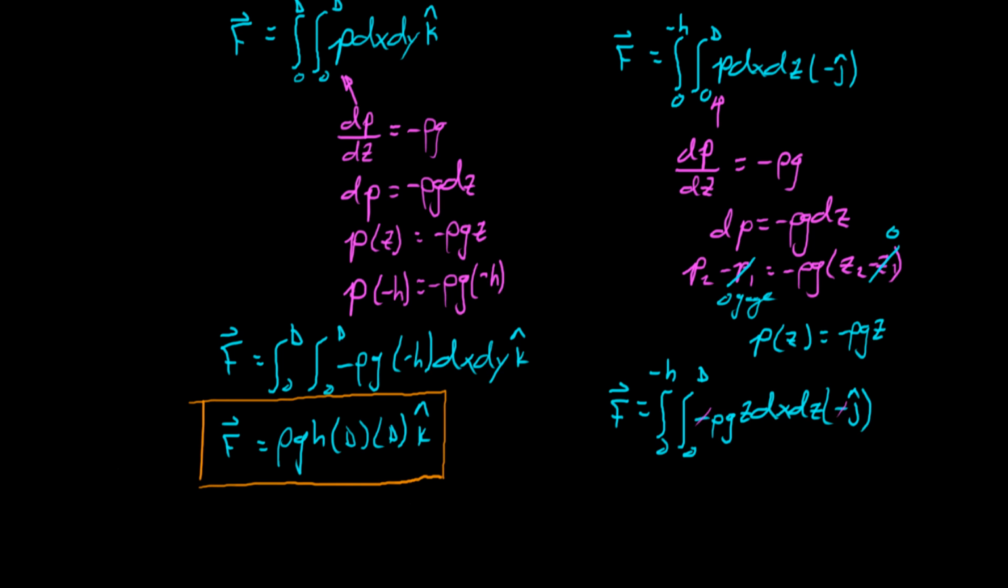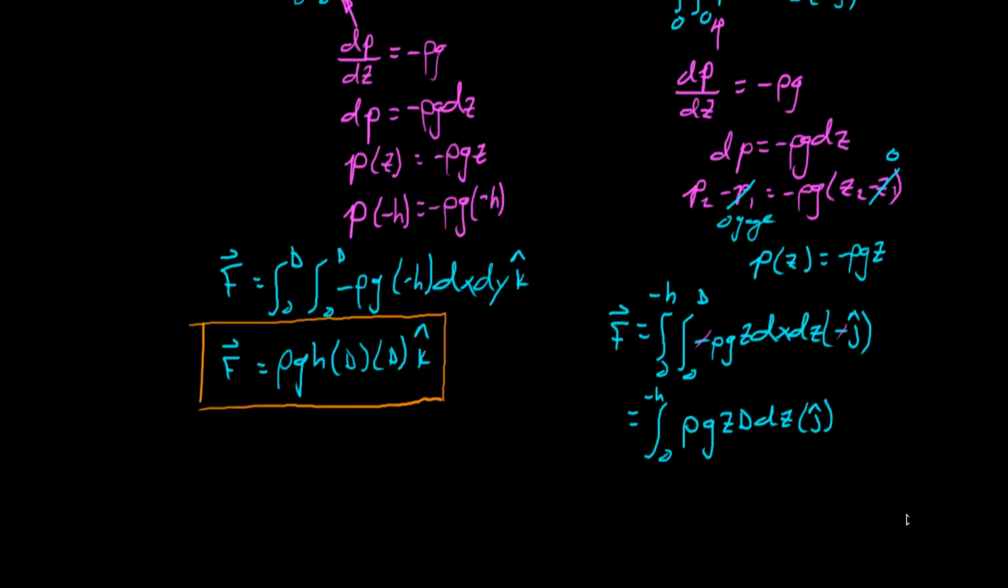All right, so the inner integral, the x direction integral, 0 to d here, there's nothing that's a function of x, and so we can write that as the integral from 0 to minus h of rho g z. The integral of dx is x, evaluated from 0 to d, just gives us a d. And then that's times dz times j hat.